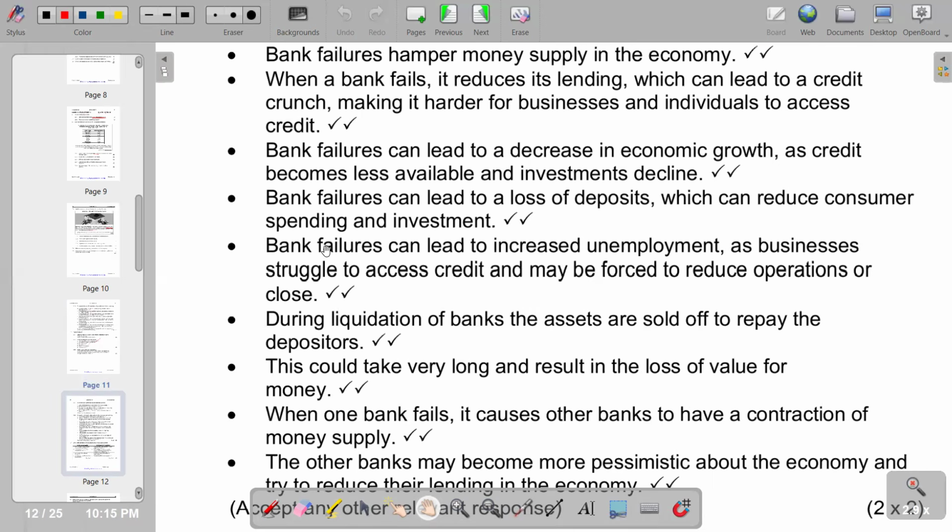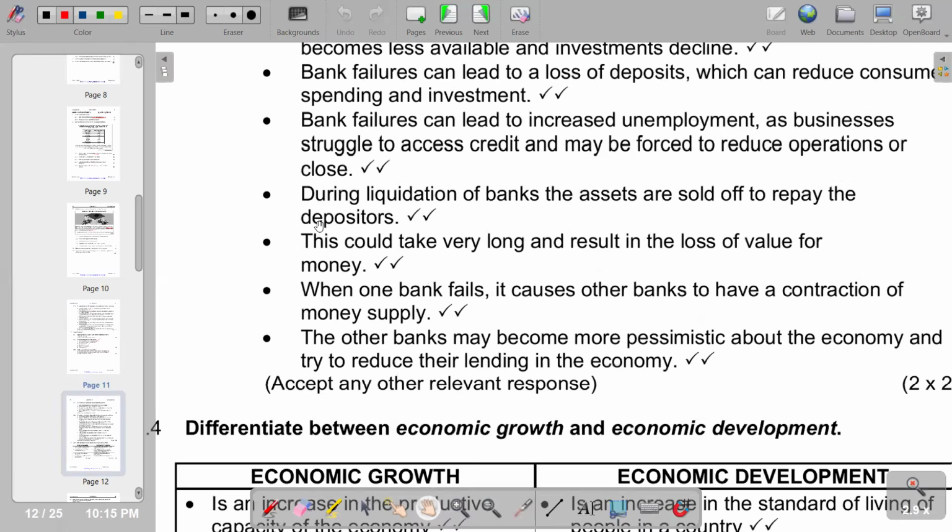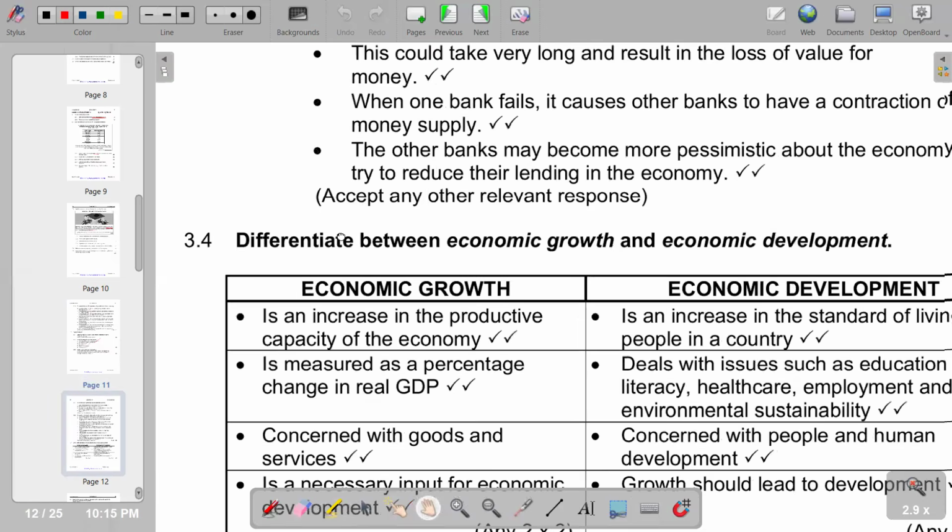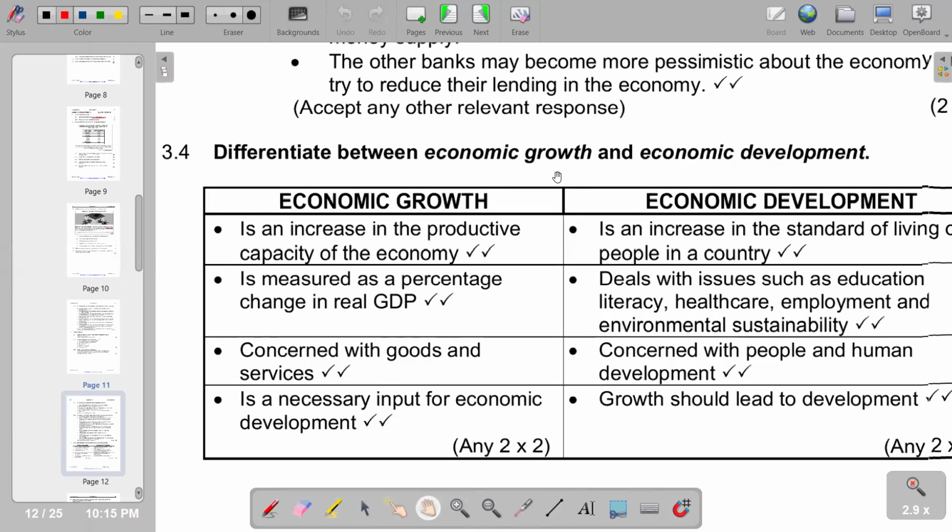Then on the next part, which is now our 3.4, differentiate between economic growth and economic development. Basically, economic growth is a quantity measure whereby we are measuring the total number of goods that are being produced. And when these goods that are being produced increase from one period to the other, there is economic growth. But economic development goes on and cascades to measure the quality of life of the people in that economy, the standard of living. So we have that as the main difference.